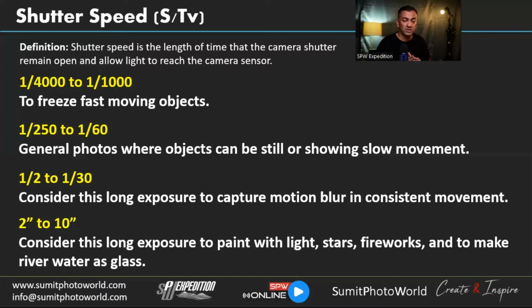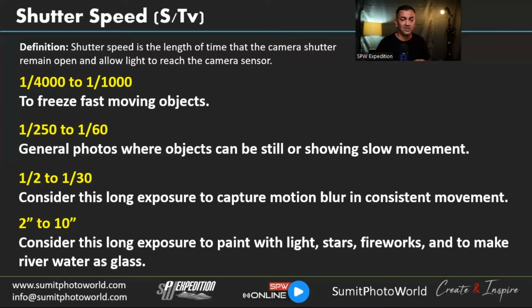where objects can be still or showing slow movement. 1/2 to 1/30 is considered long exposure to capture motion blur in consistent movements. When the movement is consistent, like a waterfall, where water is flowing at a consistent speed, we can adjust our shutter speed to between 1/2 and 1/30. For a waterfall, the recommended shutter speed is around 1/8.